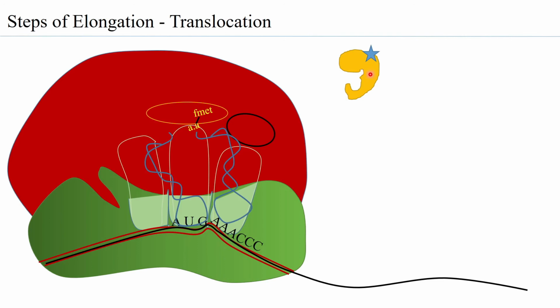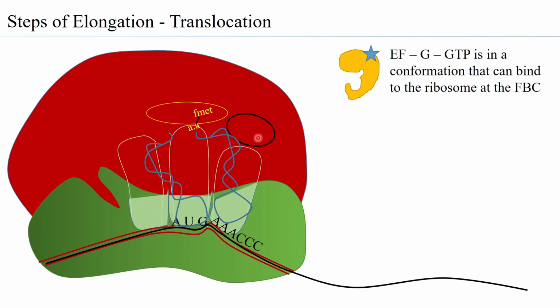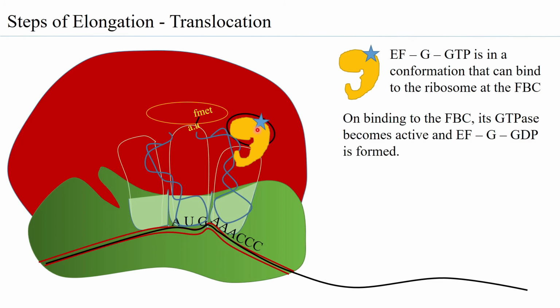So over here, what is important to notice is that this EFG GTP is able to bind to the factor binding center of the ribosome. So therefore, it comes and binds to the ribosome at the factor binding center. Once it binds, because of its interaction with the large subunit and a conformational change within it, its GTPase activity is initiated, and because of that, this GTP is converted to GDP. But what is interesting is, look at the way it has changed its conformation.